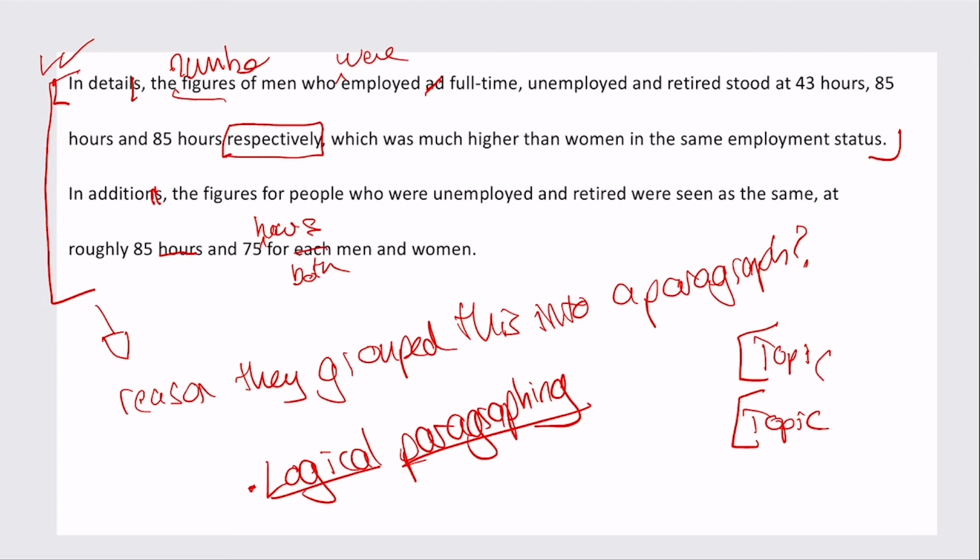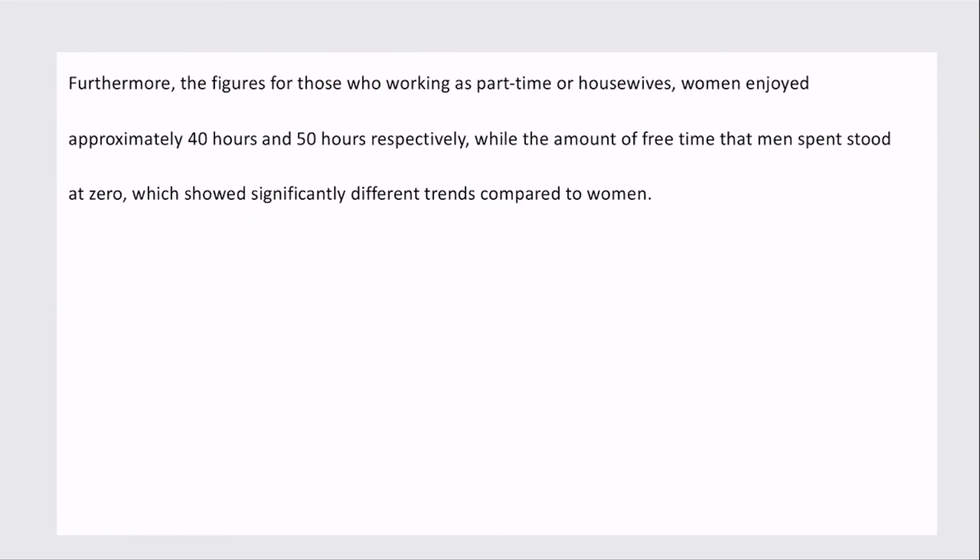So I'm thinking, what's the topic of this paragraph? They've talked about unemployed and retired, and they've talked about full-time unemployed and retired for men, and then women, and then unemployed 8,000. So the only thing I'm confused about is what is the theme or topic of this paragraph, okay, which I think is confusing for me.